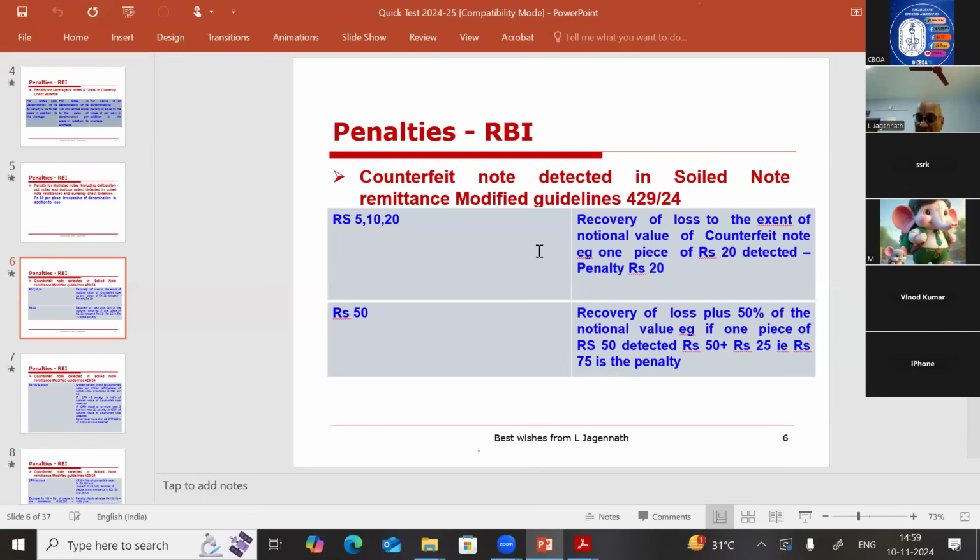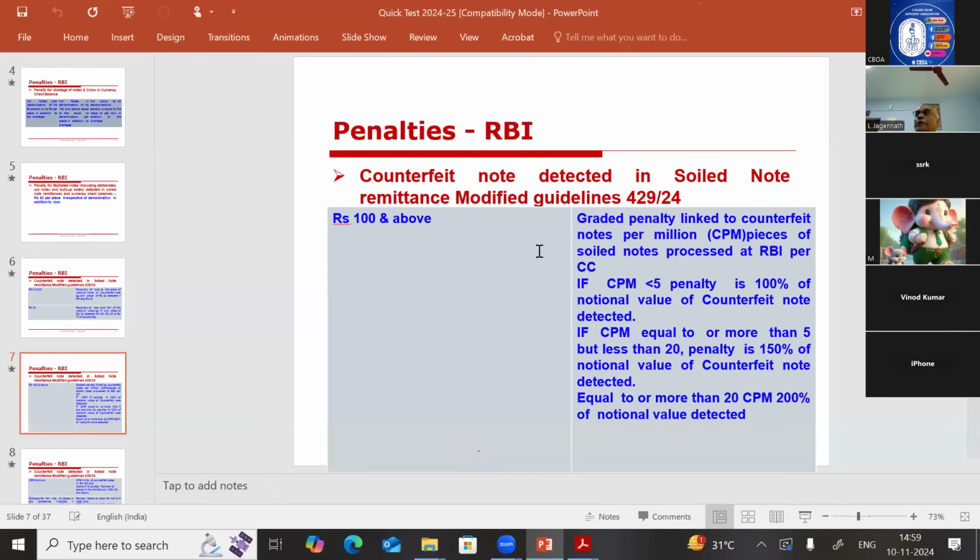50 plus 25, that is 75. Now, for 100 rupees and above denominations, they have introduced a new concept called CPM. What is CPM? That is a graded penalty linked to CPM. CPM is counterfeit notes per million.